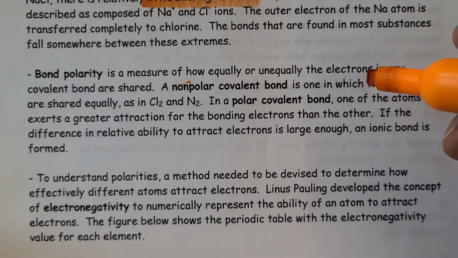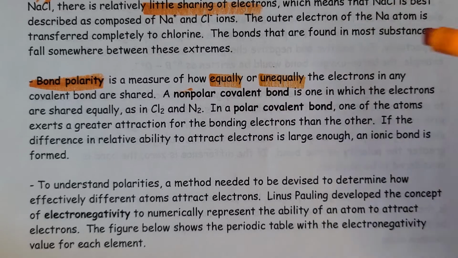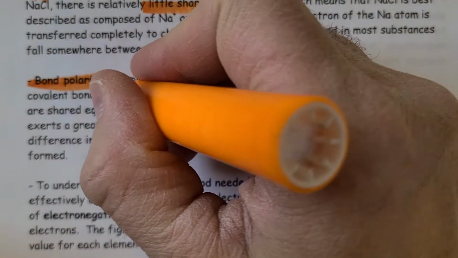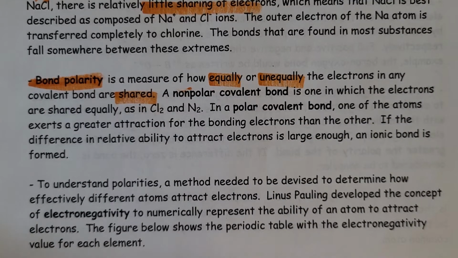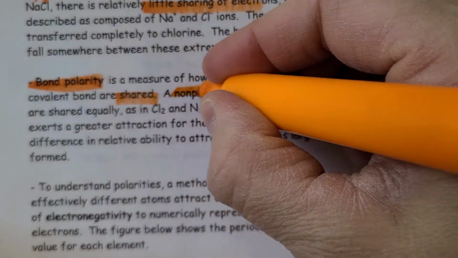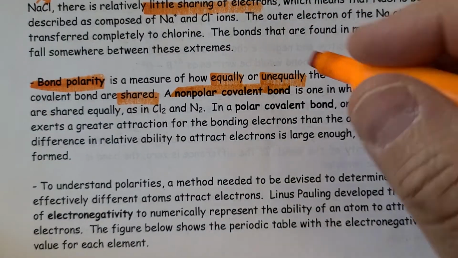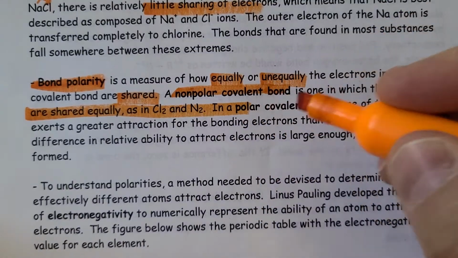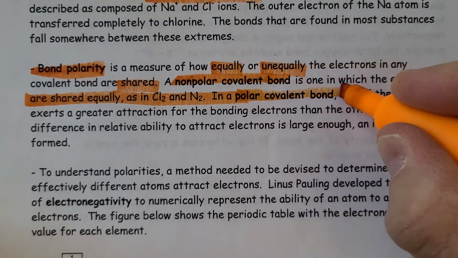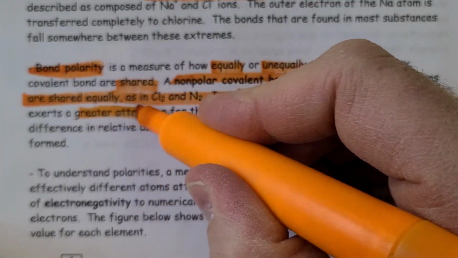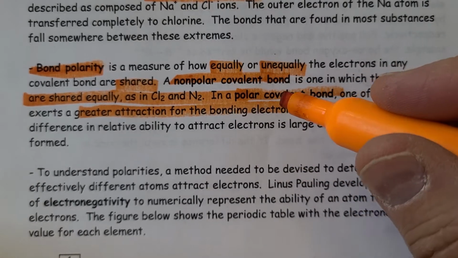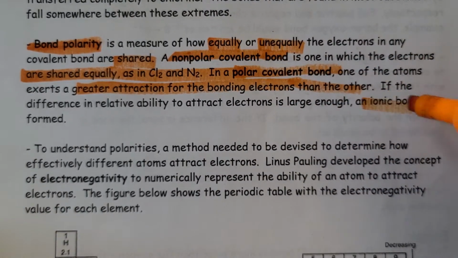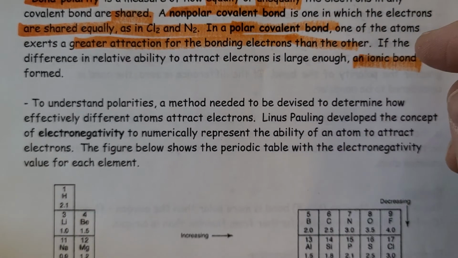But if we look at bond polarity, especially with covalent bonds, we're going to look at how equally or unequally the electrons are shared in nonmetals that are bonded together. So we have two different types here. Nonpolar covalent is one in which electrons are shared equally, such as chlorine and nitrogen. In a polar covalent bond, there's a greater attraction for the electrons from one atom than the other. If the difference in relative ability to attract electrons is large enough, then we get a complete pulling and an ionic bond is formed.